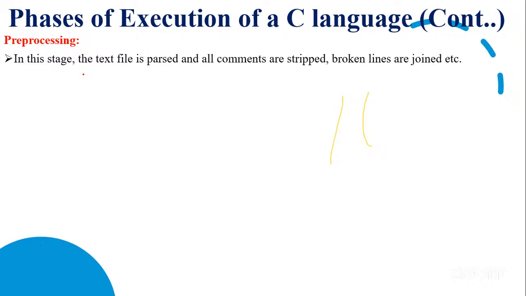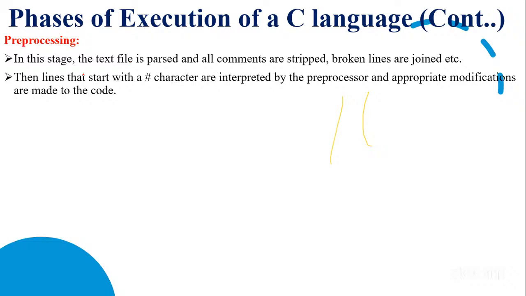In this pre-processing stage, the text file, which we write by opening Notepad++ or Notepad, or a particular platform like Dev C++, or some editor where we write our C program, that file is parsed and all comments are stripped. Means comments will be ignored, and all the code you have written broken into lines are joined.